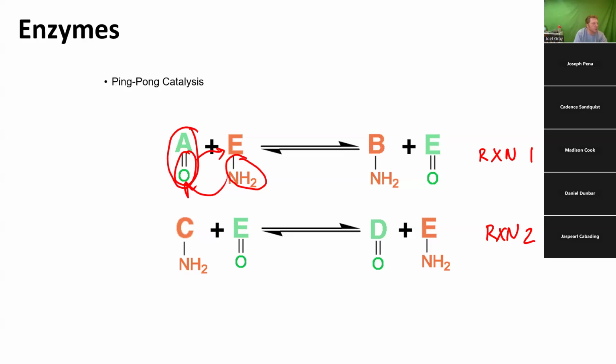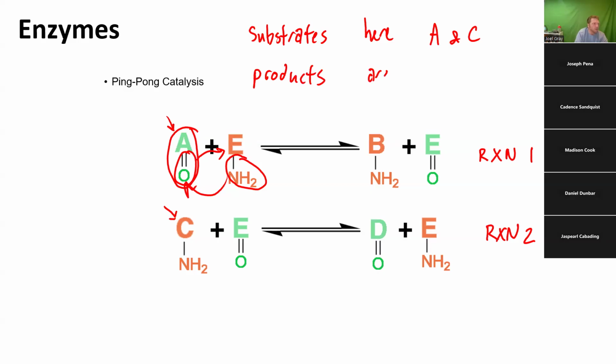E is our enzyme. So our first substrate is A, and C is a substrate. Let me write this out. Here are A and C. Products are B and D. Could everyone give me a 9 in the chat if that makes sense, that A and C are the substrates and B and D are the products?